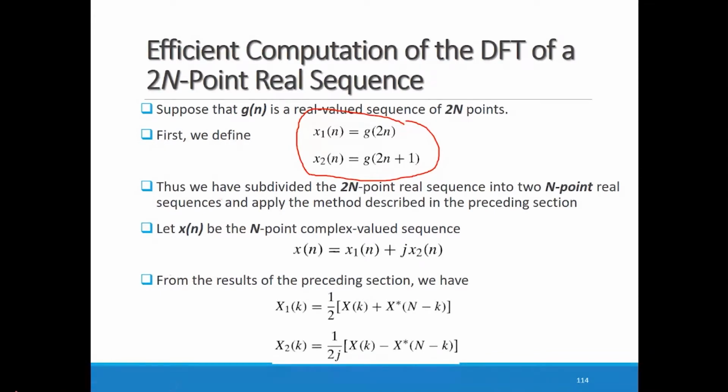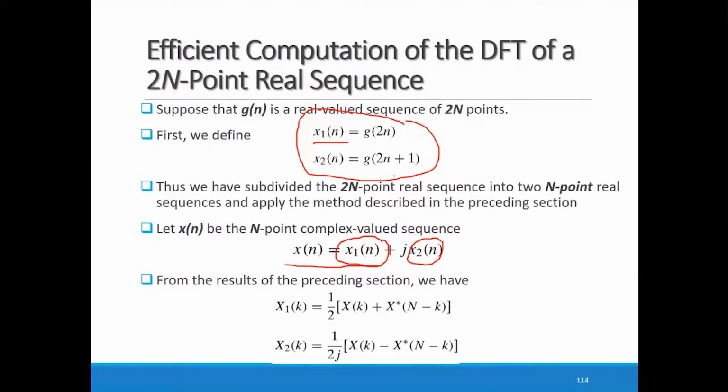Then we apply the method previously described in the previous section, where x(n) is an N-point complex-valued sequence, and the equation we took was x(n) equal to x1(n) plus j x2(n). Similarly, we apply the solution for this. Here x1(n) is our g of 2n, and x2(n) is nothing but g of 2n plus 1. The same equation discussed in the preceding section applies, but now x1(n) and x2(n) are replaced with the values g of 2n and g of 2n plus 1.